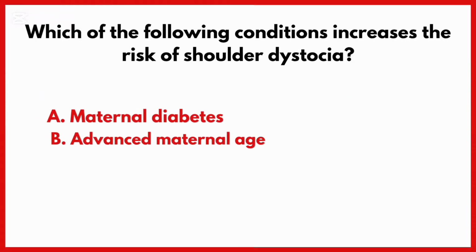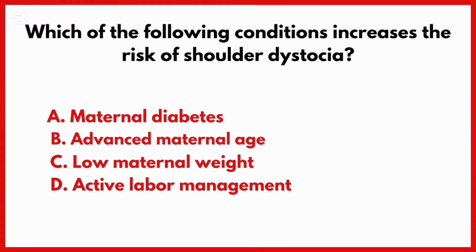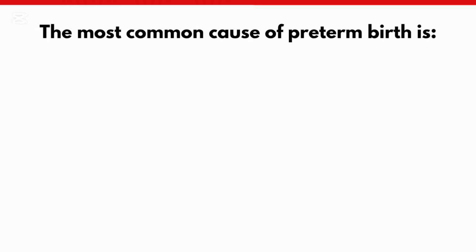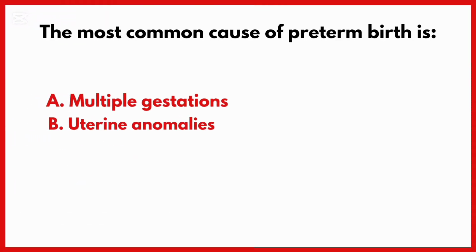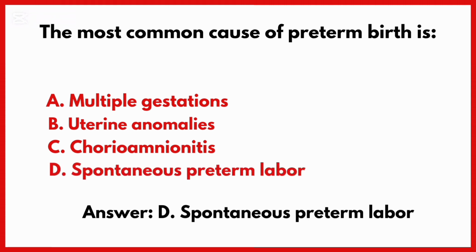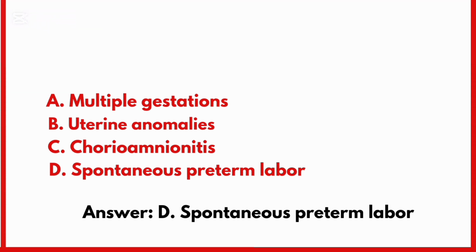Which of the following conditions increases the risk of shoulder dystocia? Correct answer is option A, maternal diabetes. The most common cause of preterm birth is. Correct answer is option D, spontaneous preterm labor.